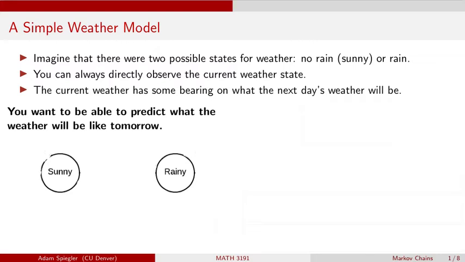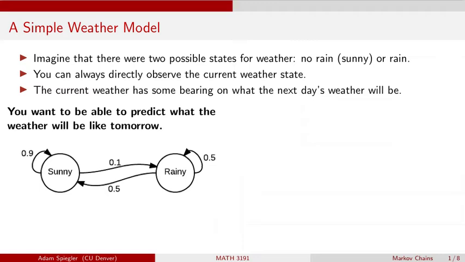And we also know that the current weather has some bearing on the next day's weather. So, for example, in this model, let's assume that if it is sunny out today, then there's a 90% chance that it's going to be sunny tomorrow and a 10% chance that it's going to rain tomorrow. Whereas if it's raining today, let's imagine that there's a 50% chance that it's going to rain tomorrow and another 50% chance that it won't rain tomorrow and the weather is going to be sunny.